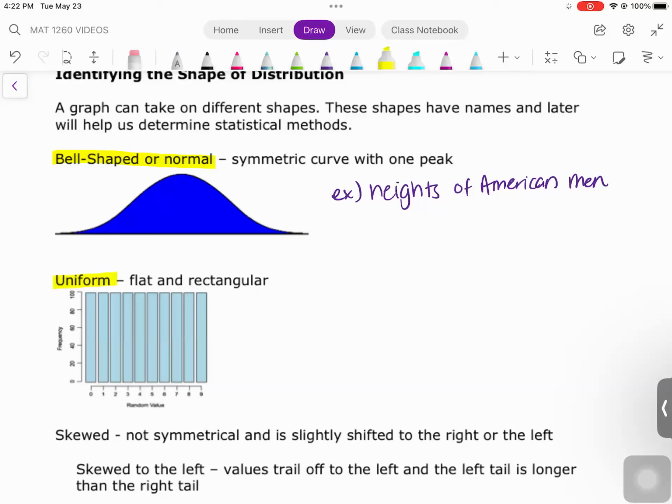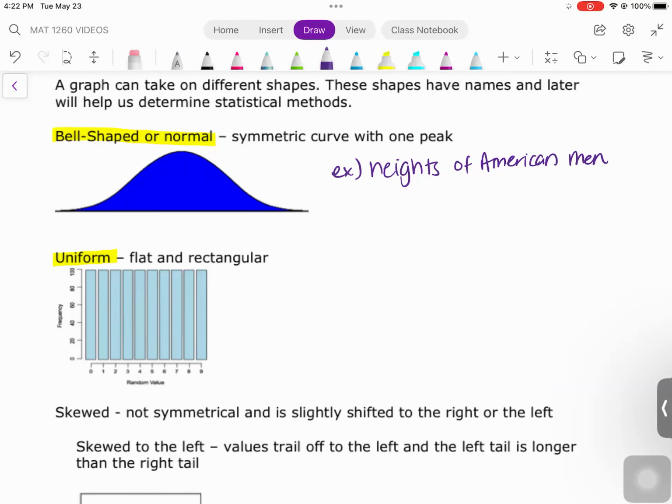The next distribution is a uniform distribution. It is flat and rectangular. An example for data that has a uniform distribution would be probabilities of die outcomes. We're going to learn more about both the bell-shaped / normal distribution and uniform distributions later in Unit 3.